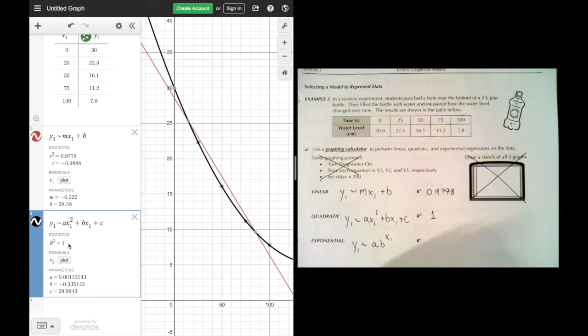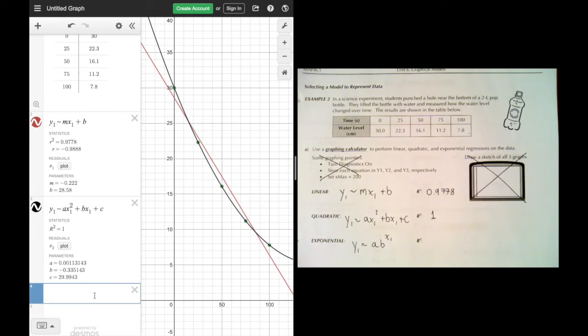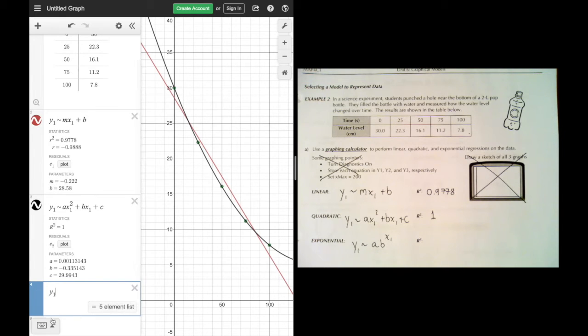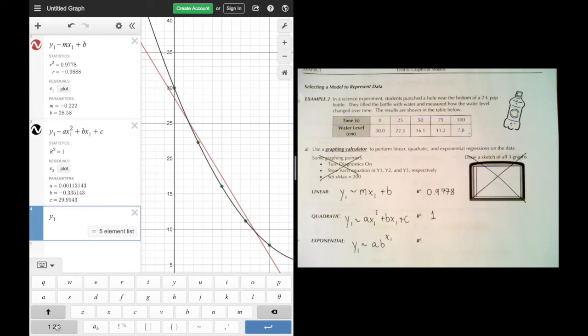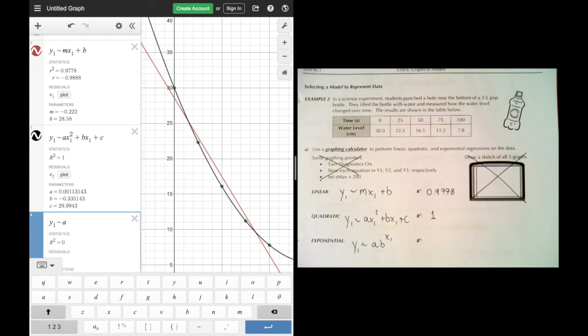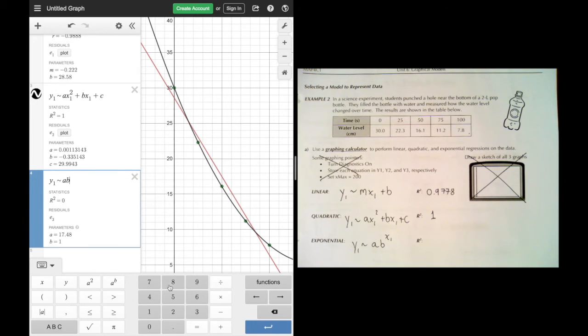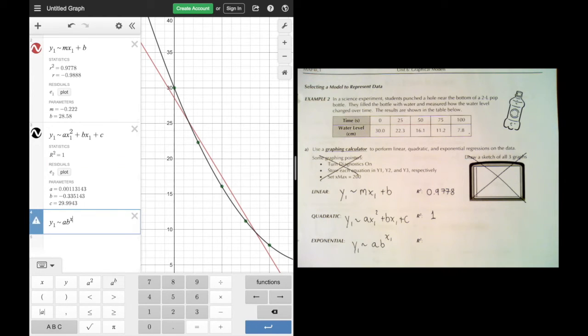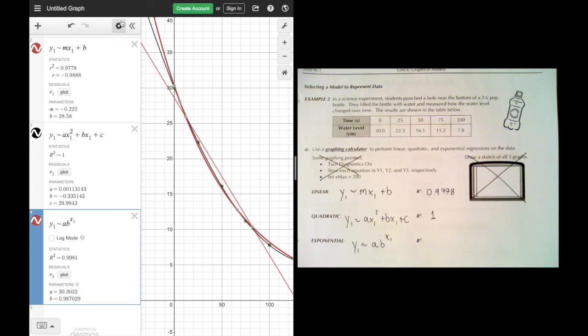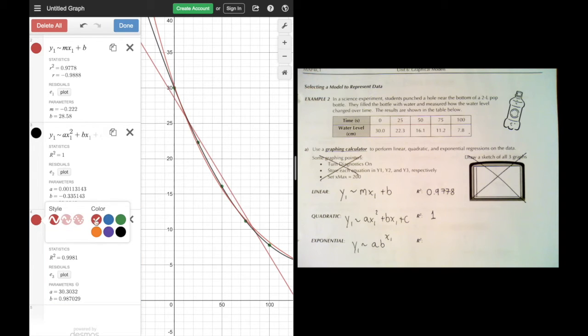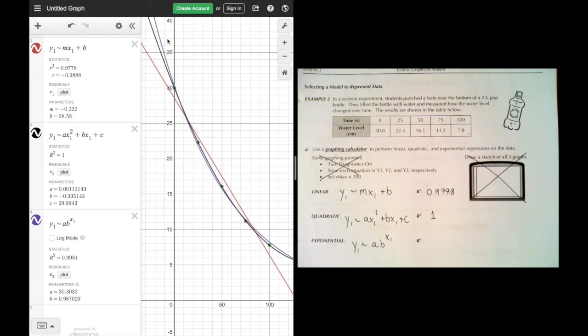Now there is a chance the exponential model can fit. Correction, there is not a chance the exponential model can fit as well. But let's type it in for completeness. y1, we want squiggly line, a, b, and exponent x1. And let's change the color. Can we change the color? Yes, we can. We want another red one. Let's make it purple. There we go. Done.